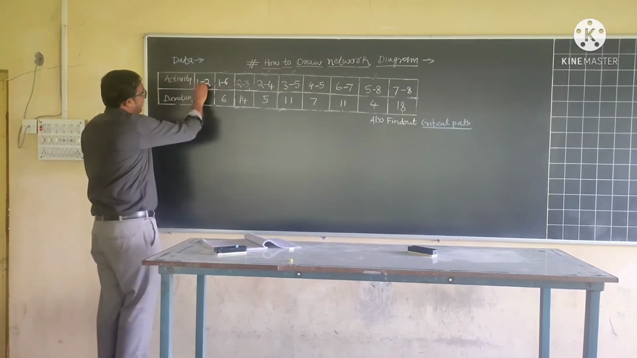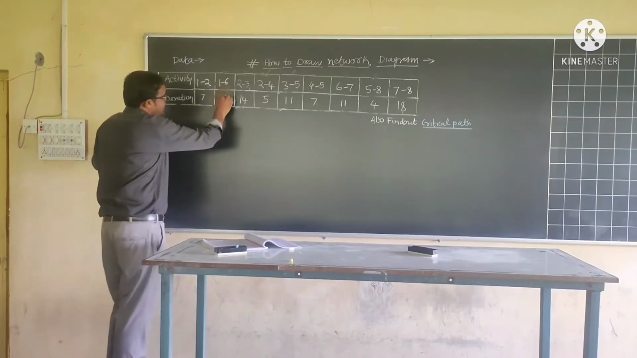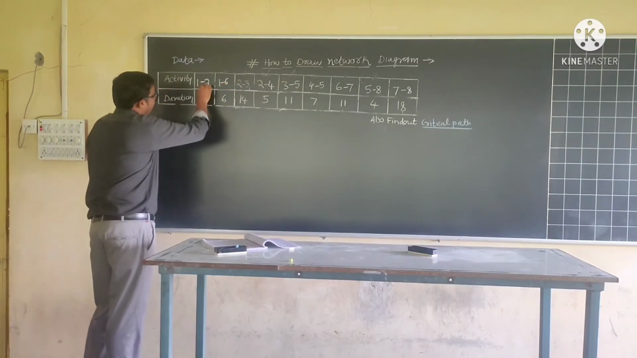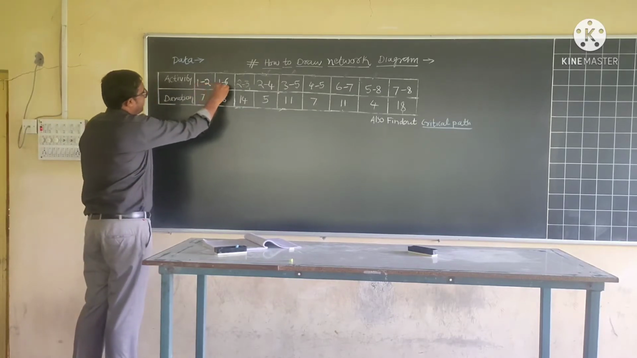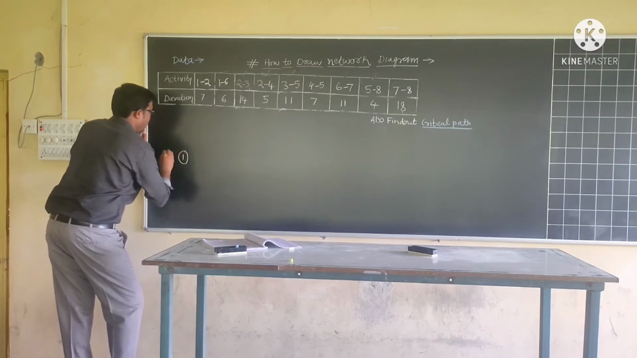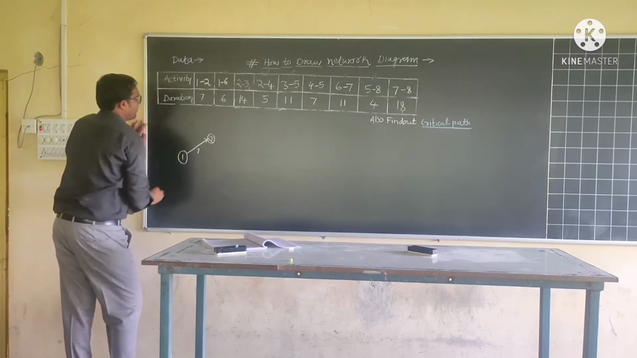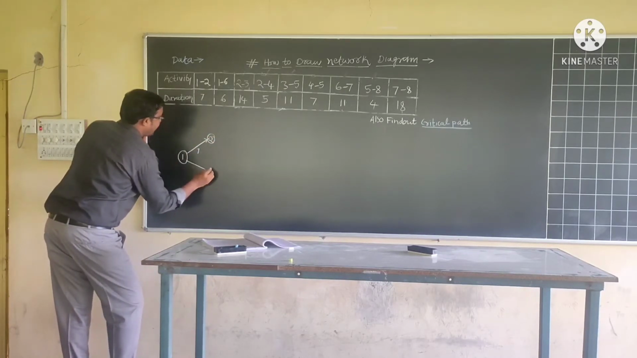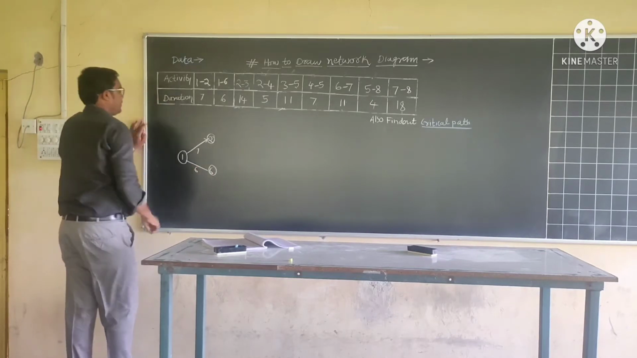Here, activity 1 to 2 carries 7 days and activity 1 to 6 carries 6 days. That means from event number 1 there are two activities diverging: activity 1 to 2 and activity 1 to 6. Activity 1 to 2 will take 7 days for its completion, and activity 1 to 6 will take 6 days for its completion.